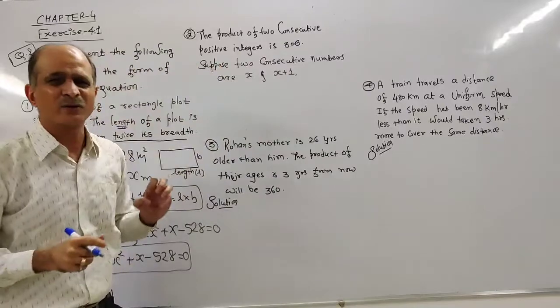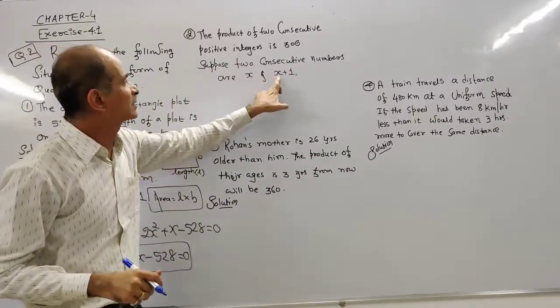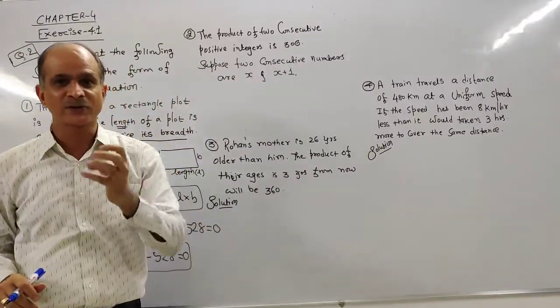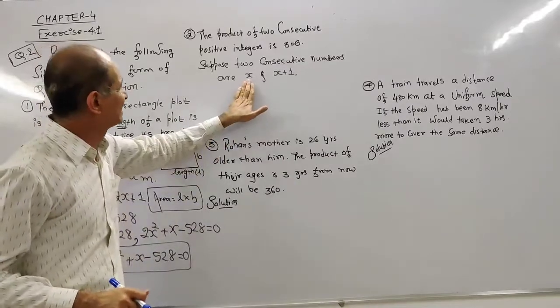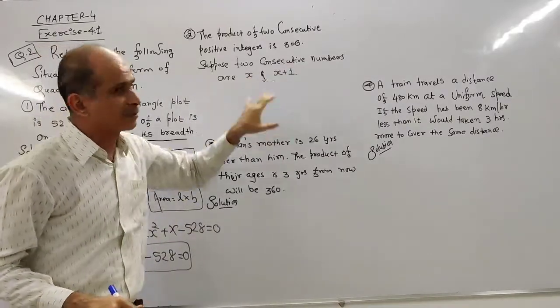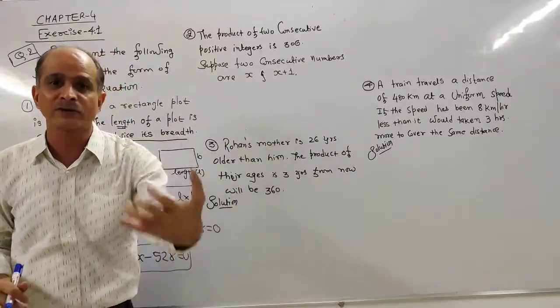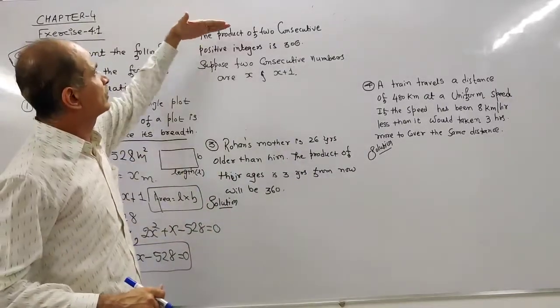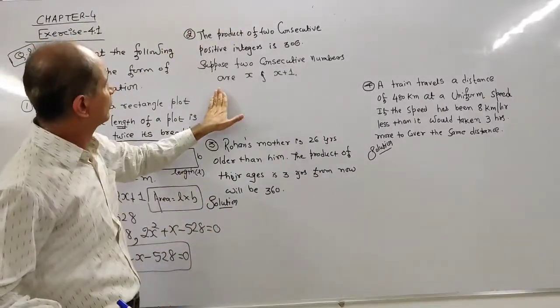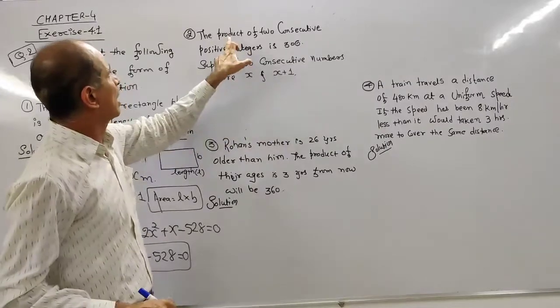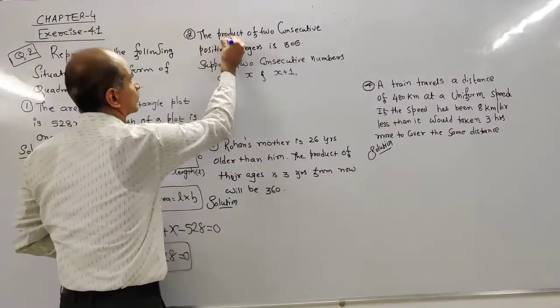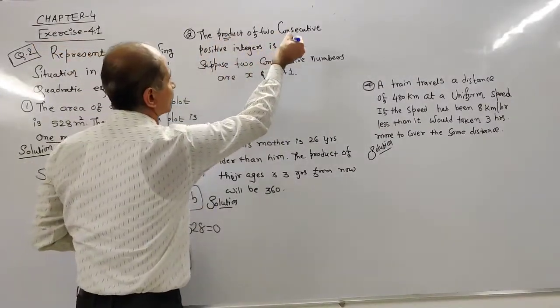Let me take x is equal to 5. So this becomes 5 and this becomes 5 plus 1, 6. So they are consecutive numbers. Let me take 17. So 17 and 17 plus 1 is equal to 18. Again they are consecutive numbers. So when two consecutive numbers are given to you, you have to assume x and x plus 1. Now what is given to you? The product of these two consecutive numbers is 306.